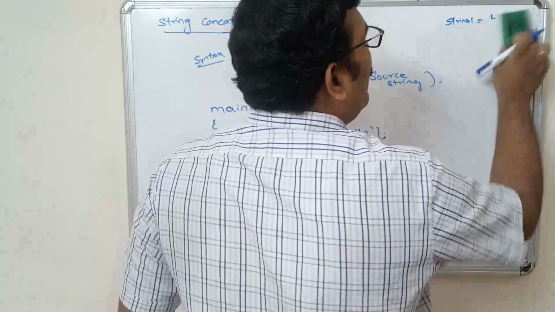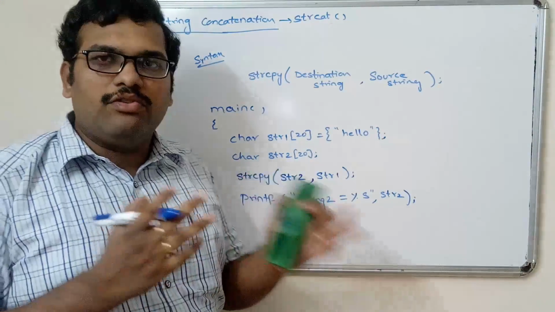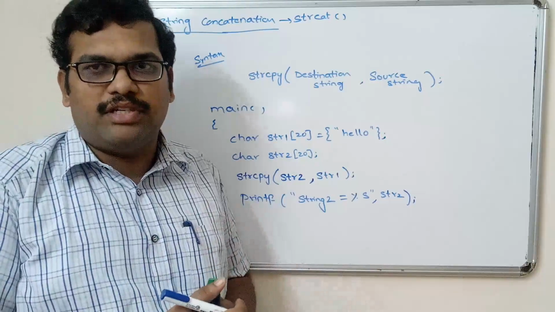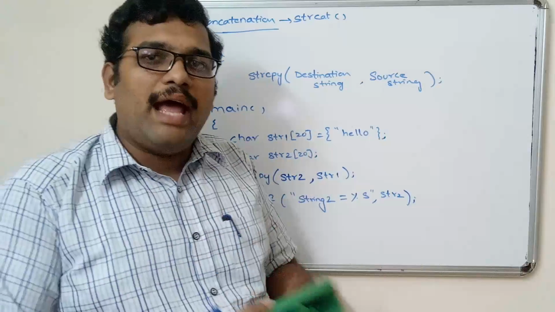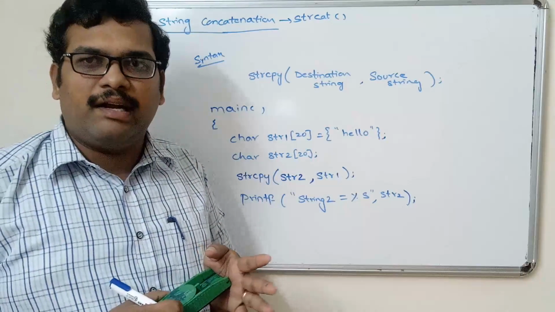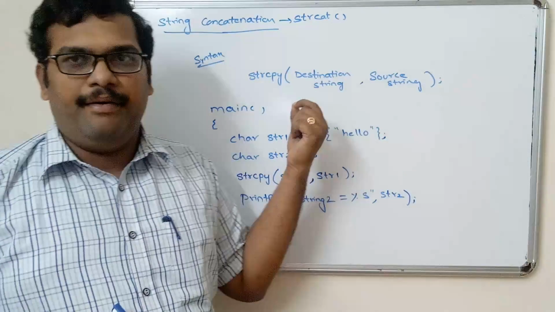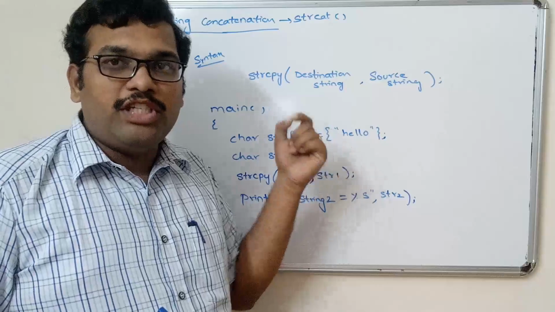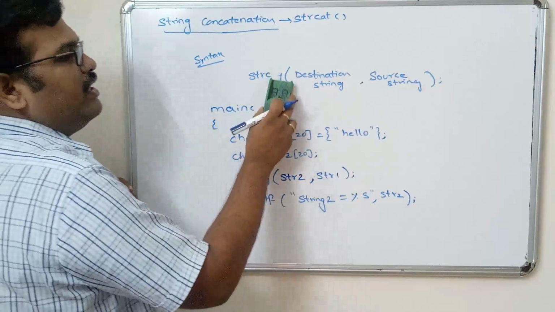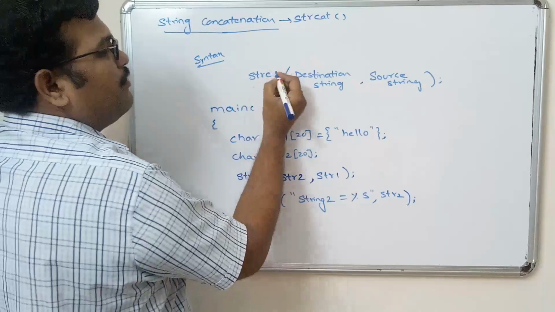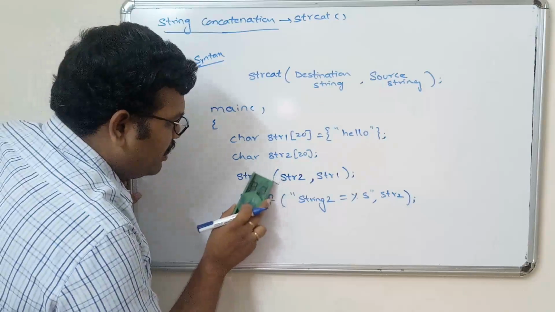So here also we have to take two arguments in the function. That is also destination string and source string. So the destination string is where we have to append, in which string we have to append the content. And the source string is which content is to be appended to the other string. So destination string and source string. The only difference is the function name, strcat. Here also we can have strcat.